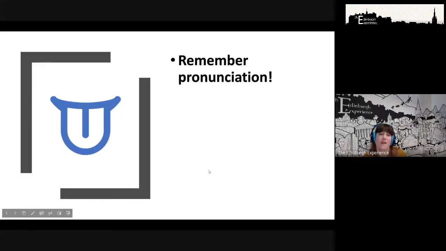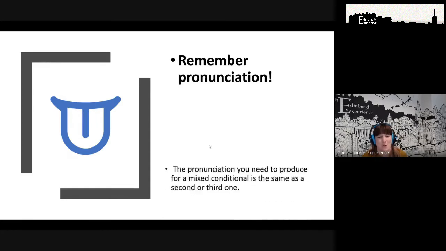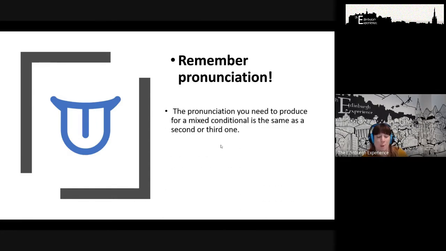Remember as well, pronunciation is always really important with conditionals. And again, if you're doing an exam, it is brilliant if you can bring that pronunciation in, because it's showing knowledge of advanced phonological features, and it will increase your mark, okay? And the way that we pronounce a mixed conditional follows the same rules as if you were pronouncing a second or a third one, yeah?